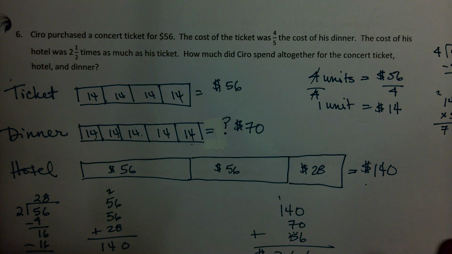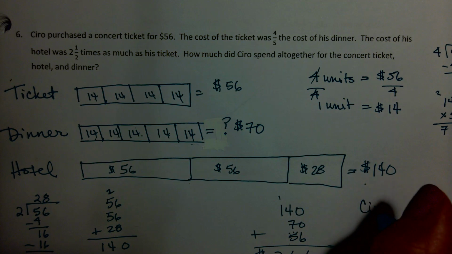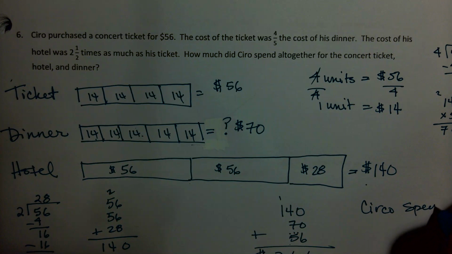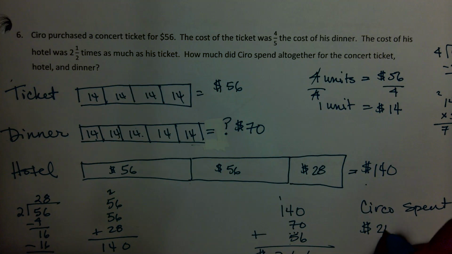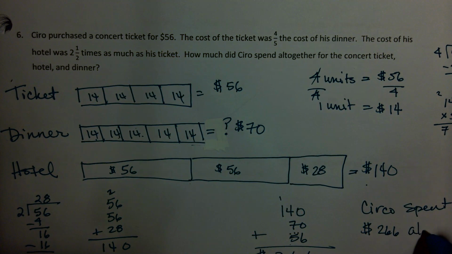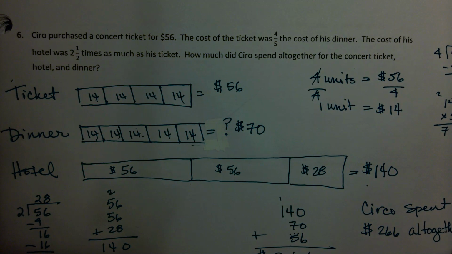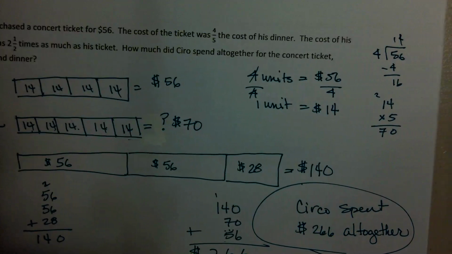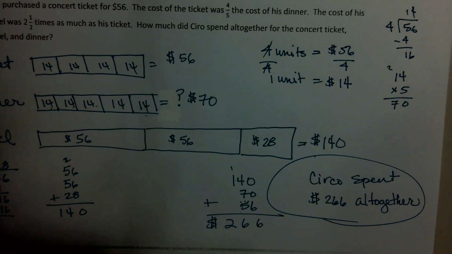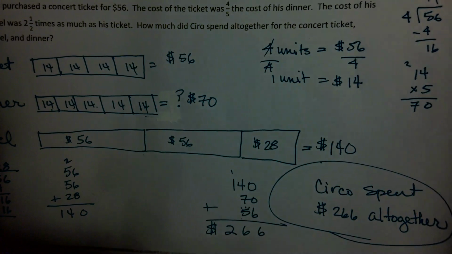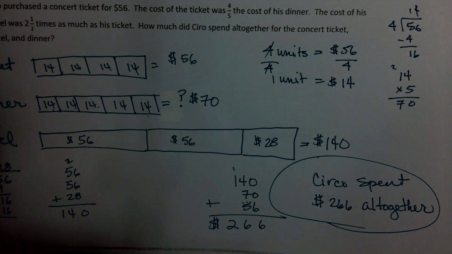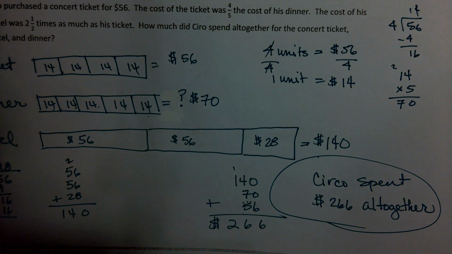So is this the answer? No. The answer is Ciro spent $266 all together. That is the answer. All right, hopefully that didn't go too fast for you. If it did, go back and review the video and know that what I've done in this lesson is basically what you need to know. These are the types of questions that are going to be on the end of the topic, the end of the module test.